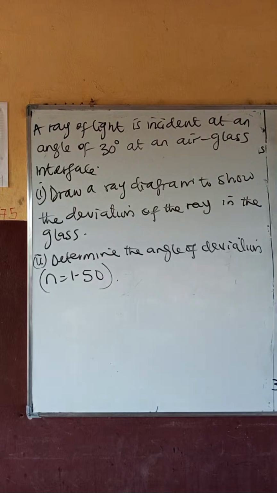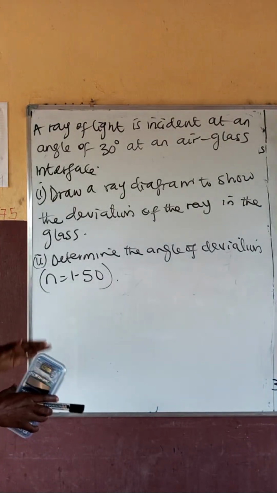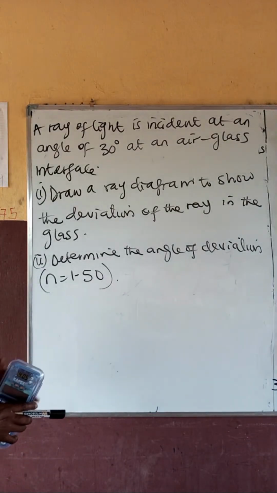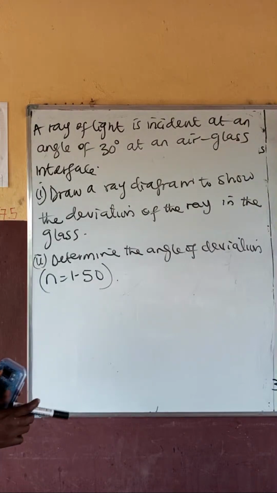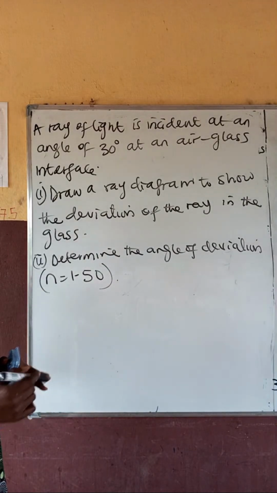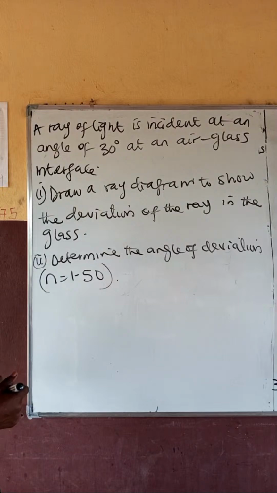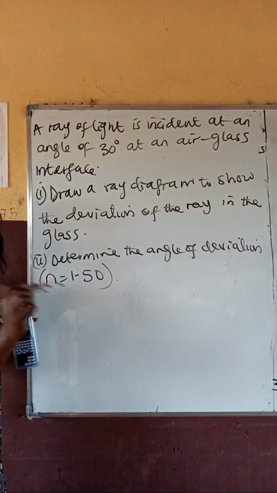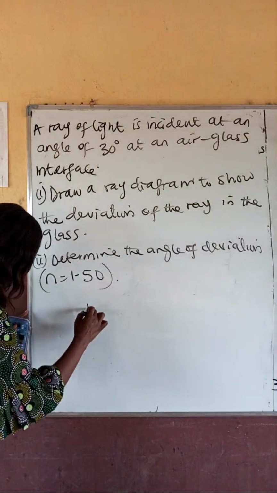All right, so let's quickly look at this example. A ray of light is incident at an angle of 30 degrees at an air glass interface. Draw a ray diagram to show the deviation of the ray in the glass. The second one, determine the angle of deviation. Now, let's just do a sketch to explain what they just said.